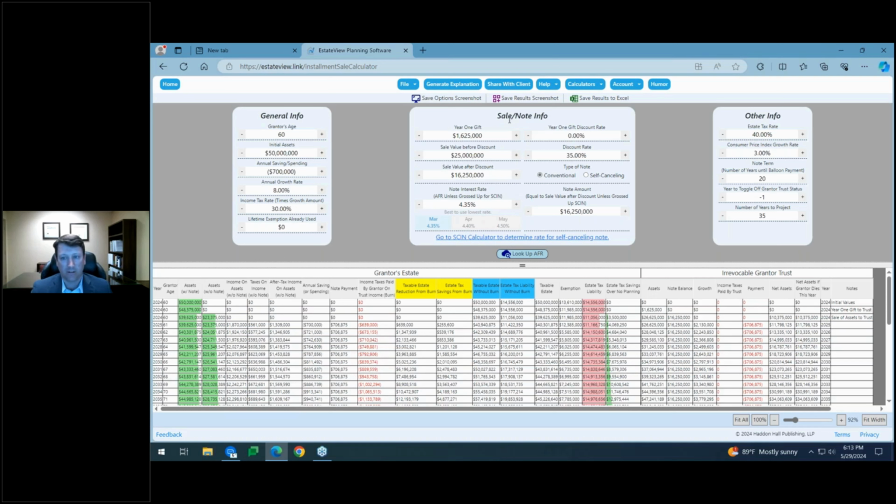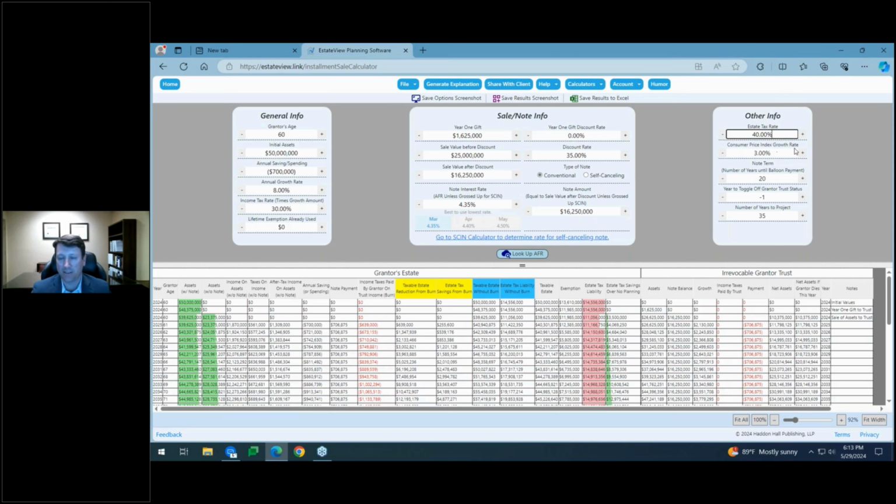Now I'm going to skip over to the other information side. Our other information here is our estate tax rate, which is 40% at the federal rate. Here in Florida, we have no state estate tax, but some states do. So for example, California, I believe, has a 13% rate. So you might increase this to 53%. That can be inputted there to show the impacts of the state estate tax as well.